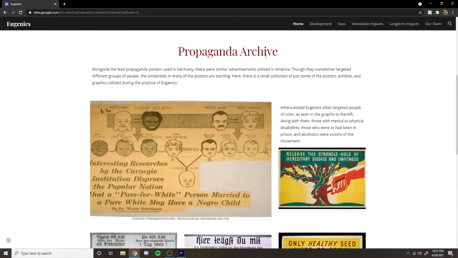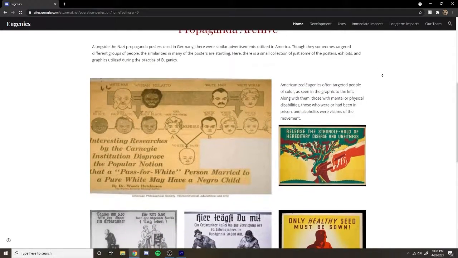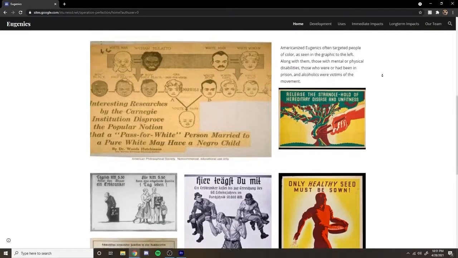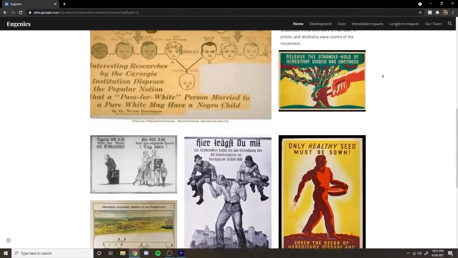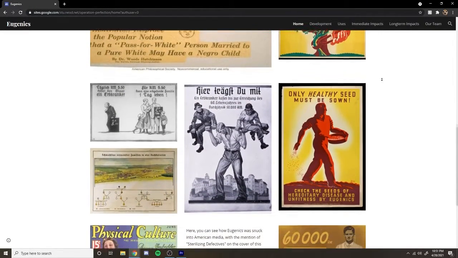Please feel free to take your time looking through our gathered artifacts. Additionally, we are providing an exhibit which we call the Propaganda Archive, which includes not only Nazi posters but also American magazines and pamphlets. It is located on the home page if you are interested in viewing them.